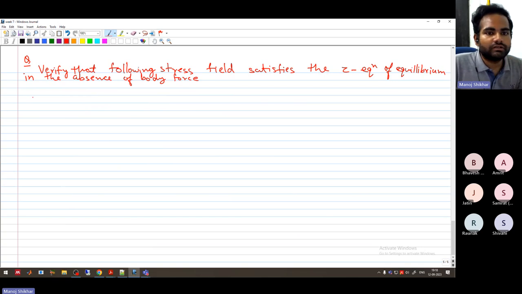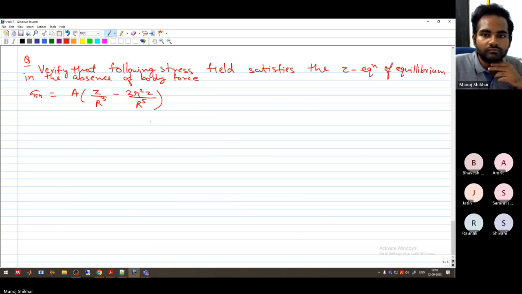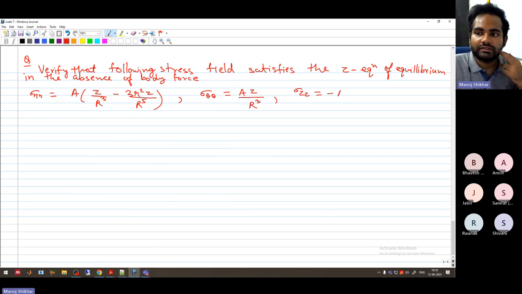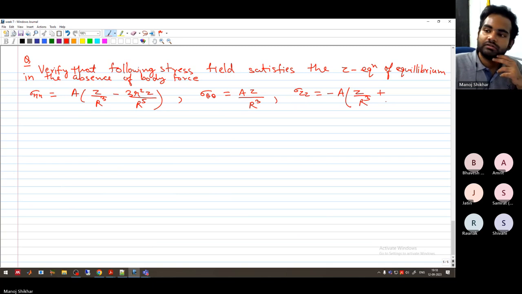And they have given you sigma RR equal to A times Z by R cube minus 3R square Z by R to the power 5. Sigma theta theta equal to AZ by capital R cube. Sigma ZZ equal to minus A times Z by R cube plus 3Z cube by R to the power 5.